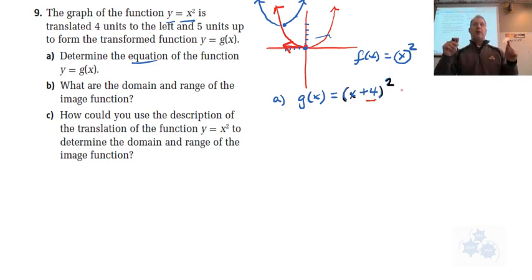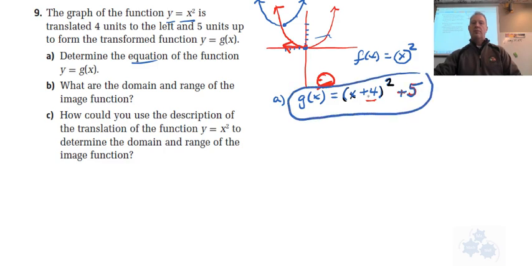That's the left part. Now the moving up part is the k value. I could put it on this side, over here, or it's easiest to go over here, and it's got to go up 5 units. So that just is a plus 5 there. So that's how this actually looks. This should be the new equation right here: g of x is x plus 4 all squared plus 5.